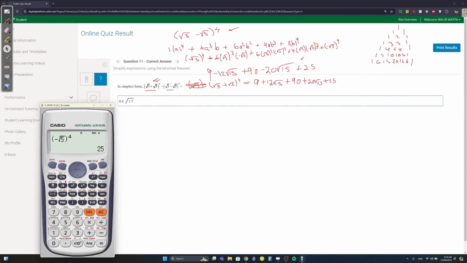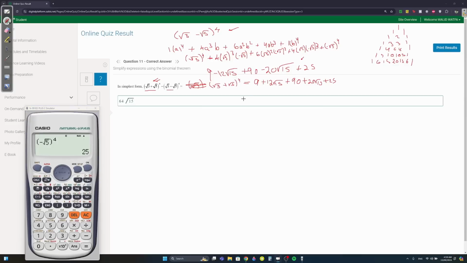So what do we have here? Can we simplify these two? Yes, we can. Okay, it's going to be 12 plus 20 radical 15, which becomes 32 radical 15. Okay, 9 plus 90 plus 25 is 124. Okay, this is my first expansion, right?